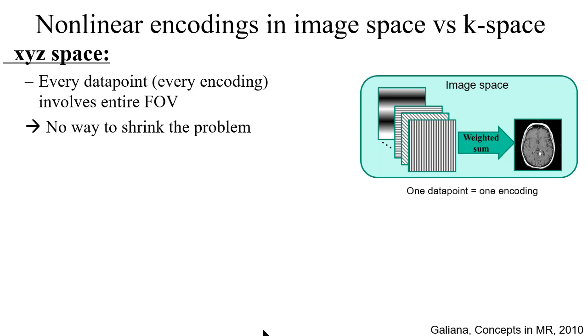So before I wrap up, I just want to say, so what are the advantages of looking at nonlinear encodings in image space versus k-space? Certainly there are situations where image space can be used, but in XYZ space, every data point, every encoding involves the entire field of view. It's always encoding the entire field of view. And so you need to think about the whole experimental acquisition and how that contributes to your reconstruction.